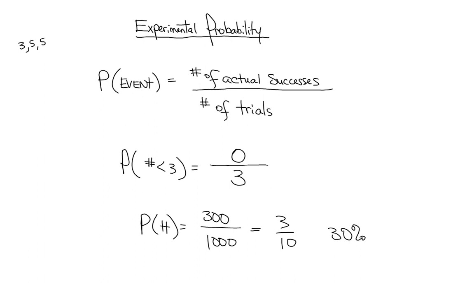So we would expect that if we did it another 1,000 times, maybe we would get more than 50% and it would start to average out to closer and closer to 50%. So does everybody understand the difference between theoretical probability and experimental?